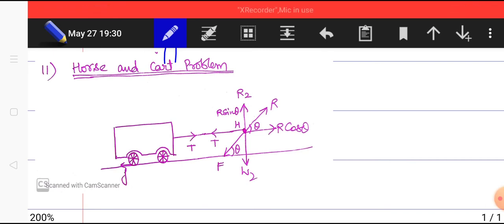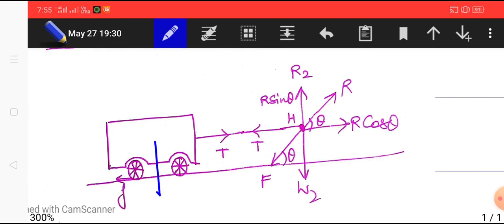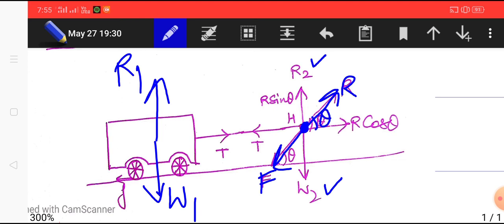Horse and the cart problem. Please pay attention here. Suppose the weight of the cart is W1 and the reaction on the cart is R1. R1 is equal to W1 and R2 is equal to W2. W2 is the weight of the horse. H is the horse. This dot is the horse. And when a horse is pulling a cart, it presses the ground at some angle theta and applies force F. The reaction R, opposite to the force, will be available in this direction, having angle theta with the horizontal.